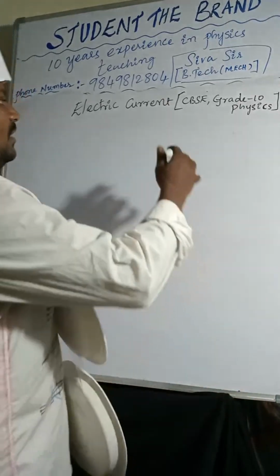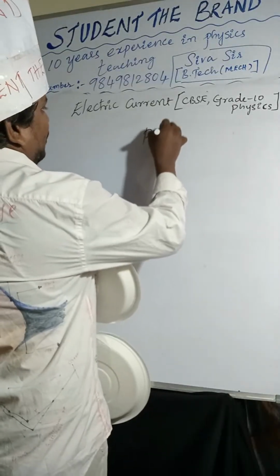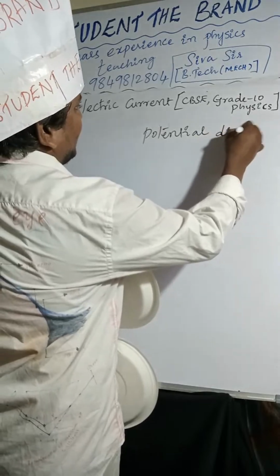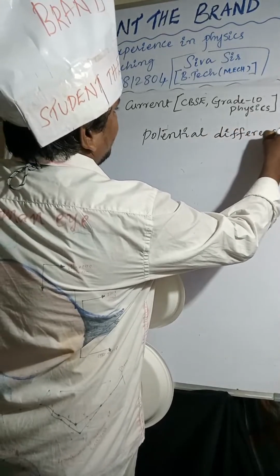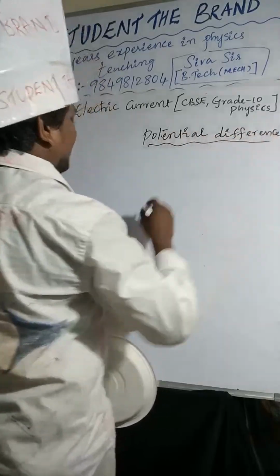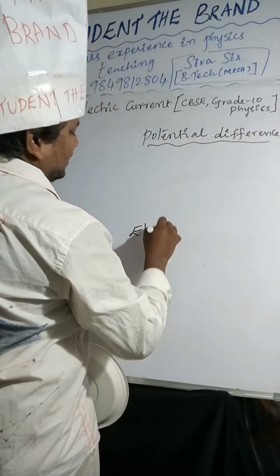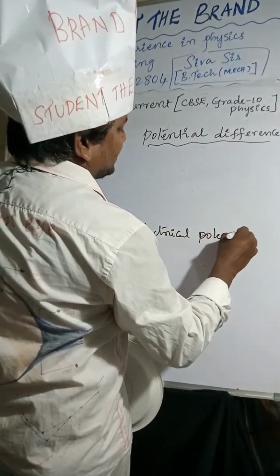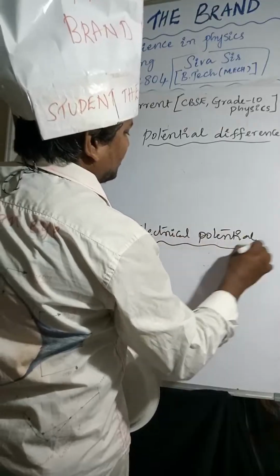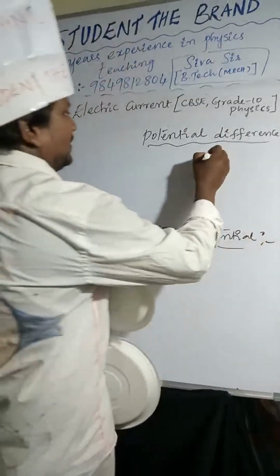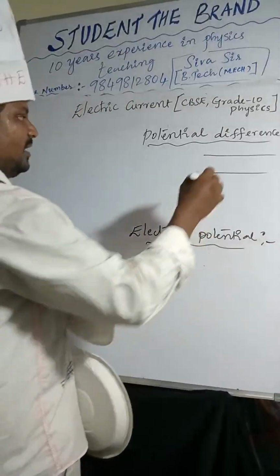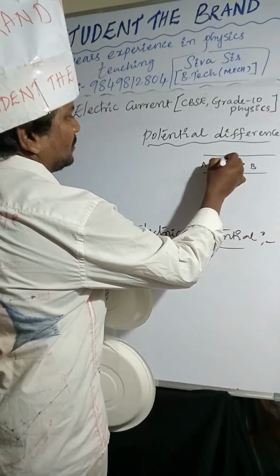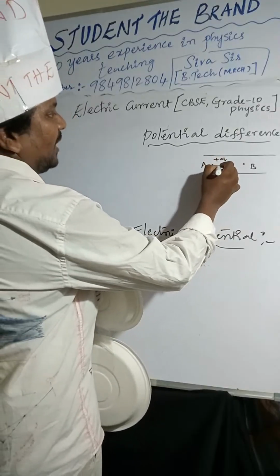Okay. So now we are considering the potential difference and the electrical potential. So coming to the potential difference, here within the conductor, I'm taking this as a positive terminal, and from point A to point B, a positive charge is there. So we are doing some work.